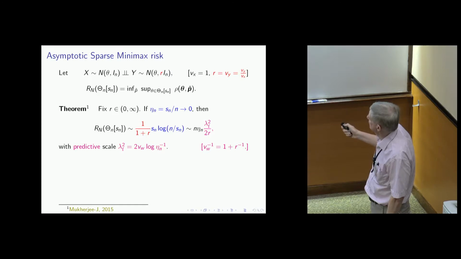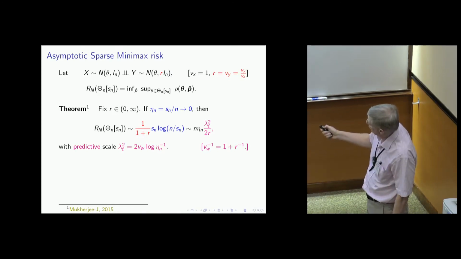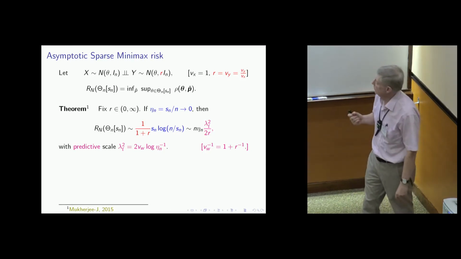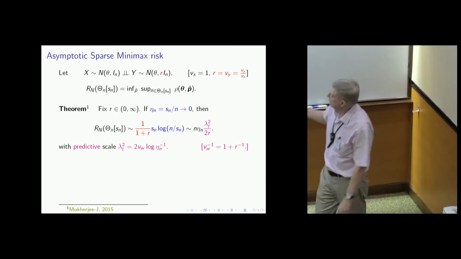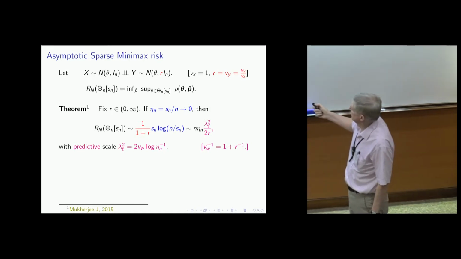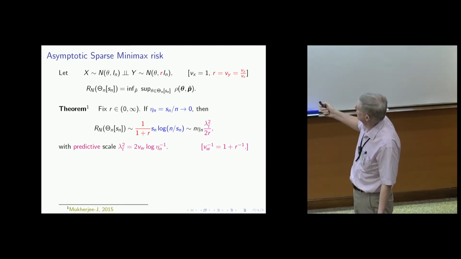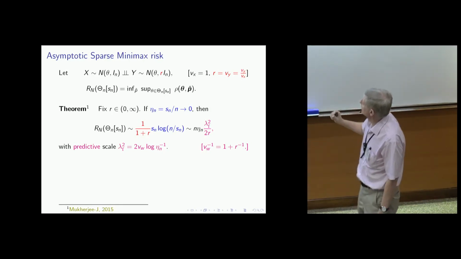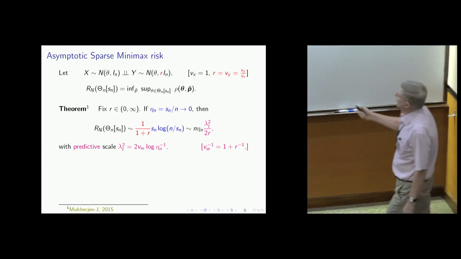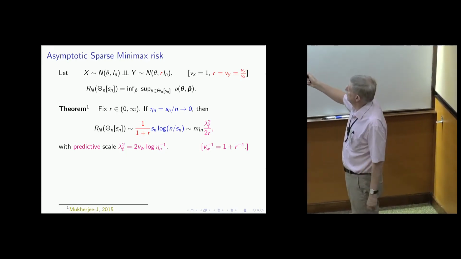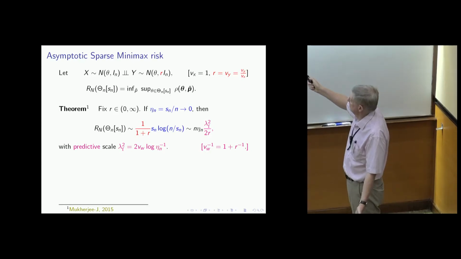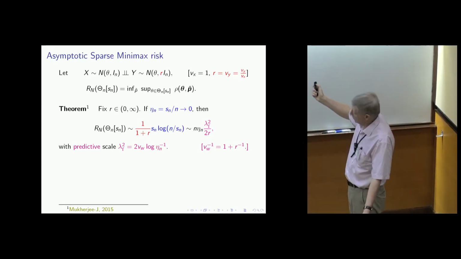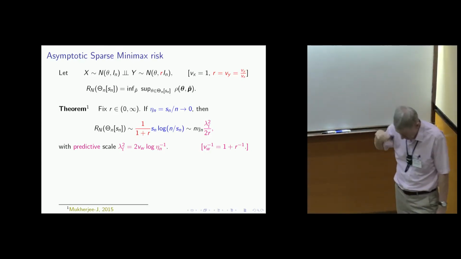So epsilon_n is the sparsity fraction, so this is the non-zero number. And an important role is going to be played by what I'll call the predictive scale, which is twice log of the sparsity fraction inverse multiplied by this oracle variance. And so the minimax risk is given by this squared predictive scale divided by 2 over r. And so smaller r, harder problem.